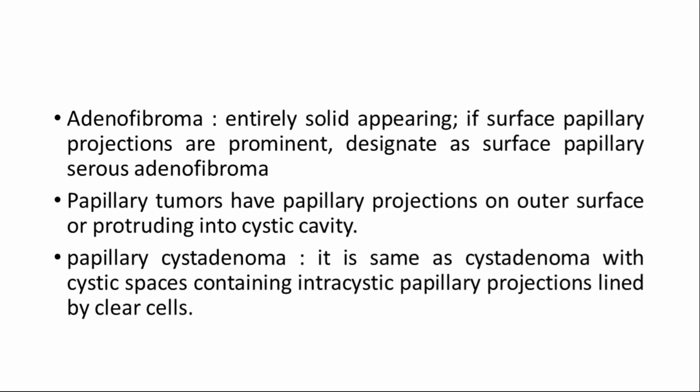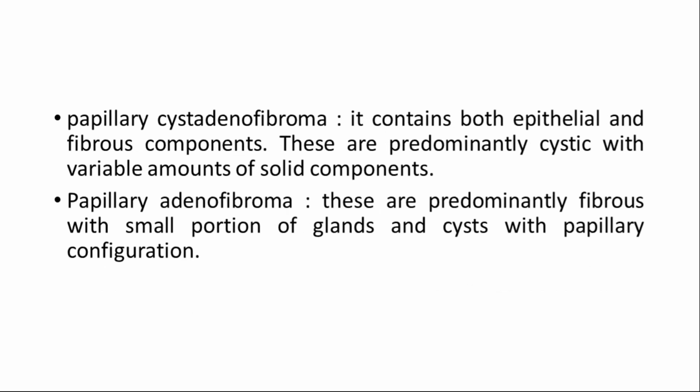So in a papillary cystadenoma, it is same as cystadenoma with cystic spaces containing intracystic papillary projections lined by clear cells. In papillary cystadenofibroma, it contains both epithelial and fibrous components. They are predominantly cystic with a variable amount of the solid components. These cystic areas will have papillary projections. And coming to papillary adenofibroma, these are predominantly fibrous and a small portion of glands and cysts with papillary configuration is seen. So that's how they will be.